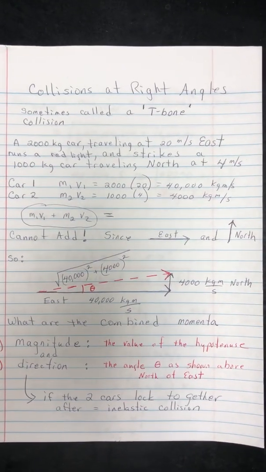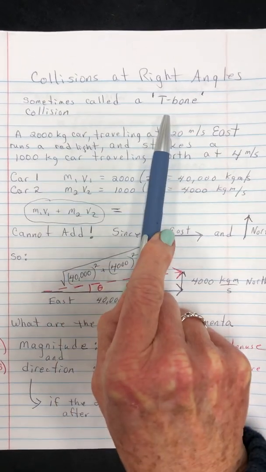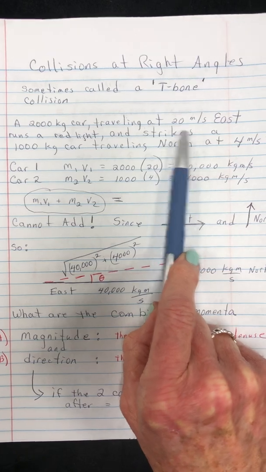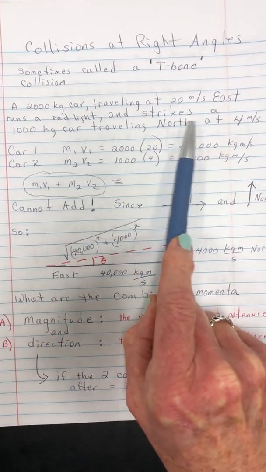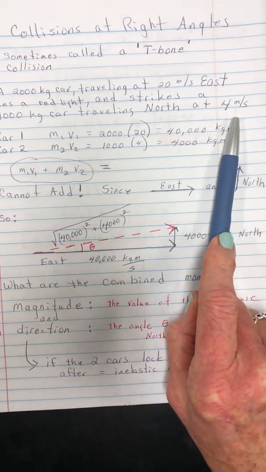All right, another physics problem, collisions at right angles. Sometimes these accidents are referred to as a T-bone collision. So we have a 2,000 kilogram car traveling at 20 meters per second east. That car runs a red light and strikes a 1,000 kilogram car traveling north at 4 meters per second.